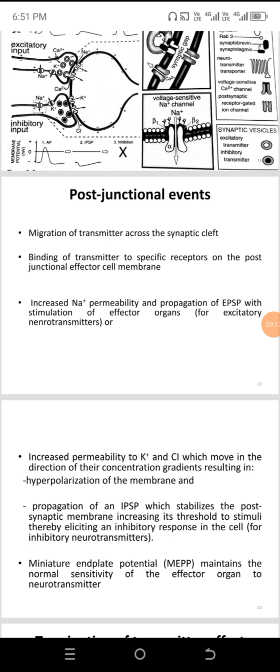But for inhibitory neurotransmitters, there will be increased permeability of the membrane to potassium ion and chloride ion, and both of them will move in the direction of their concentration gradients, thereby resulting in hyperpolarization and the propagation of an inhibitory postsynaptic potential, IPSP. The IPSP will stabilize the postsynaptic membrane, thereby increasing its threshold to stimuli.